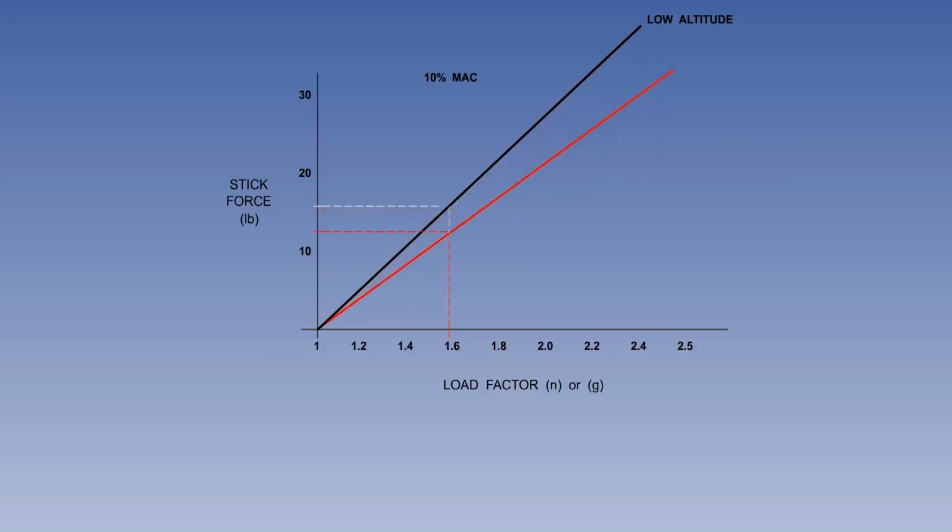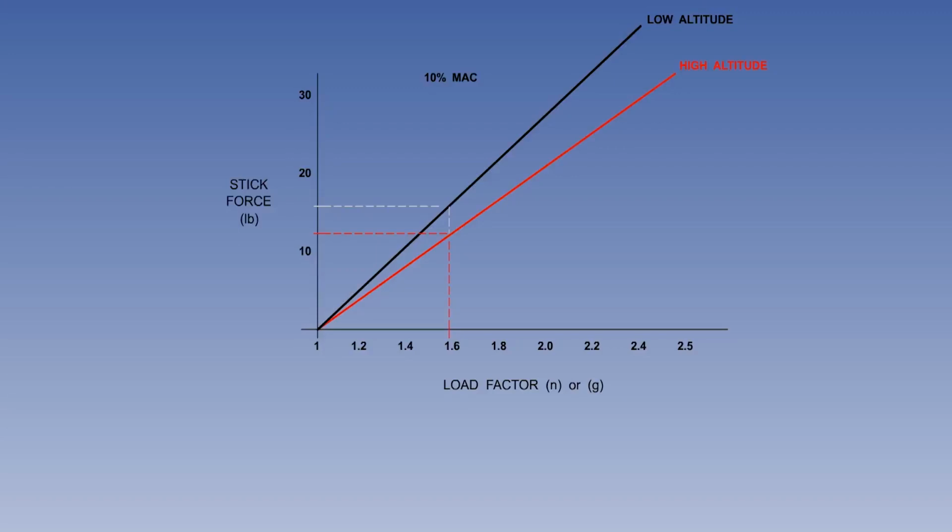At higher altitude, the stick force gradient is reduced. This is due to reduced aerodynamic damping. In conclusion, the possibility exists that the forward CG limit could be set to prevent an excessive stick force gradient, and thereby an inability for the pilot to maneuver the aircraft adequately.